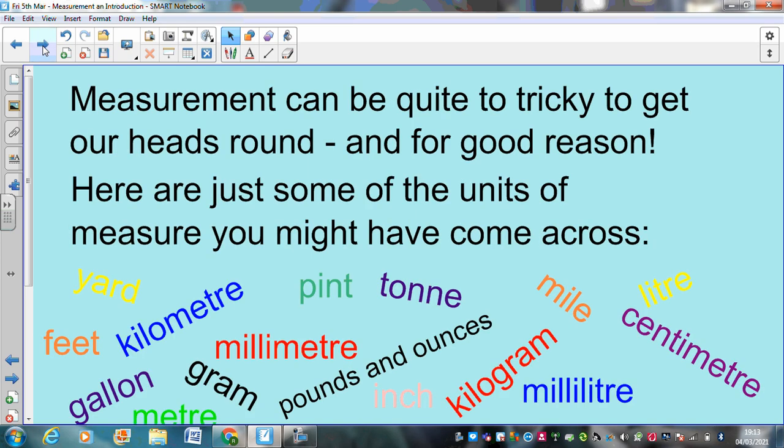Measurement can be really quite tricky to get our heads around, and for good reason too. Here are just some of the units of measure you might have come across. Pause now and have a look at them. Okay, we've got kilometre, pint, yard, tonne, feet, millimetre, gallon, gram, metre, pounds and ounces, inch, kilogram, mile, litre, centimetre and millilitre.